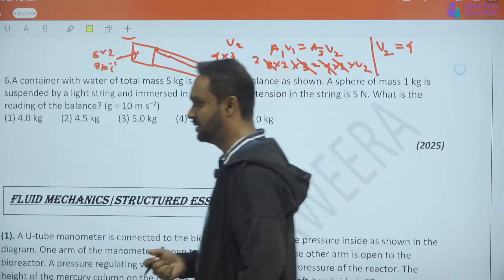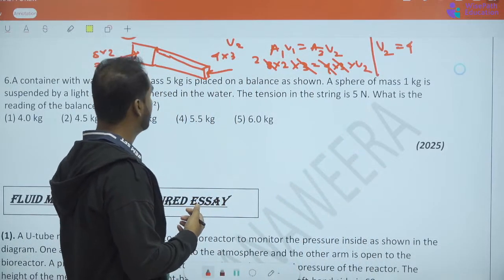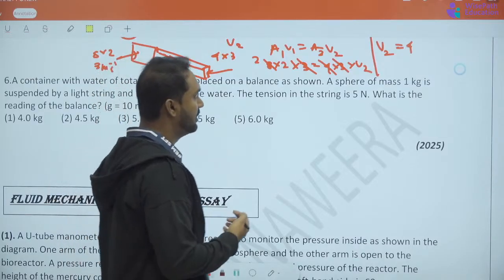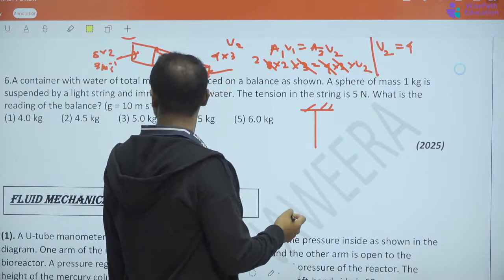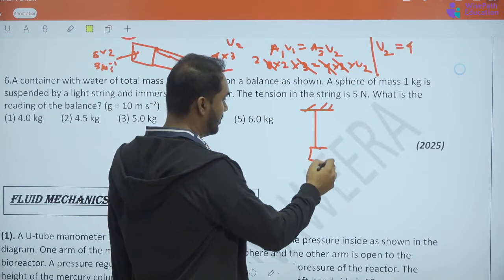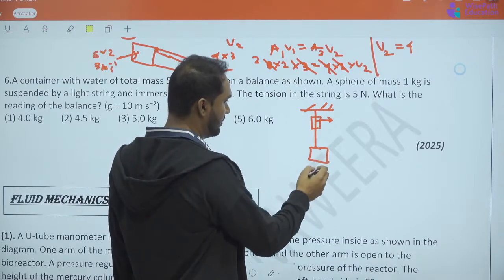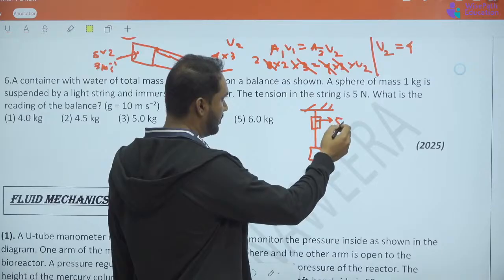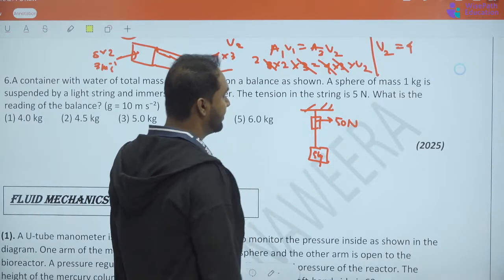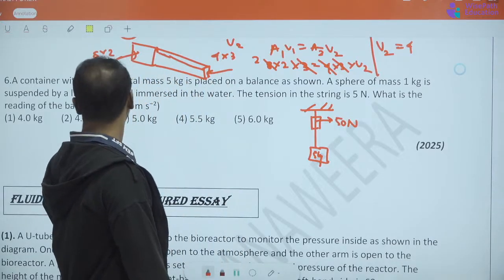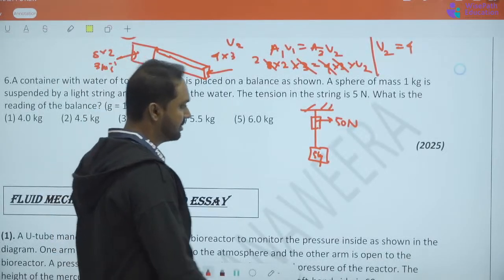So we have to draw it. Something like this. A container with water of total mass 5 kg is placed on a balance as shown. Okay. So let's say 5 kg is there, like this is 5 kg, which means 50 newtons.